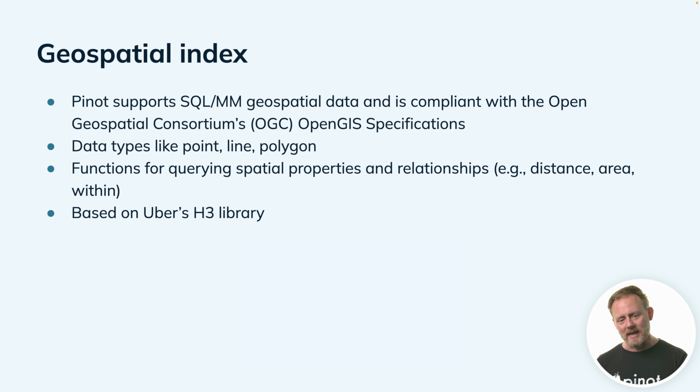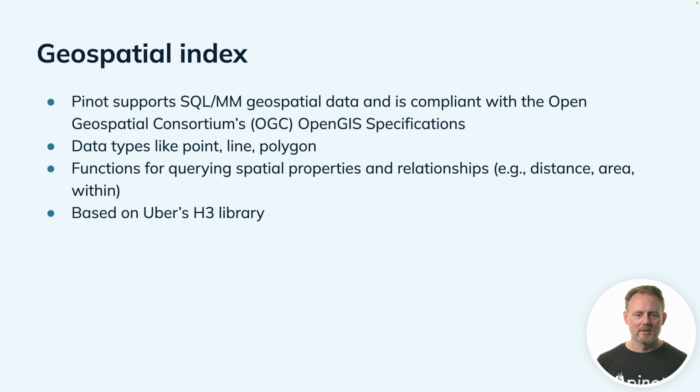And all the gang are there. We get data types like point, line, polygon, and functions that define relationships and properties like distance, area, within, you know, is this point within this polygon, things like that.